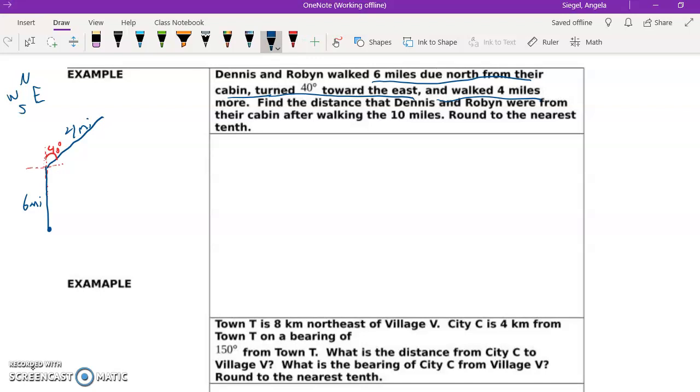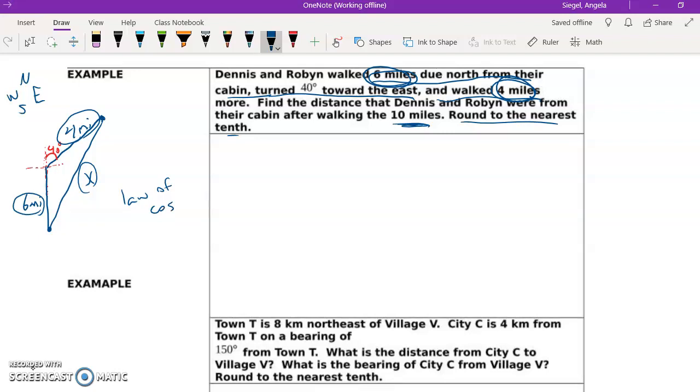Okay, find the distance that Dennis and Robin were from their cabin after walking the 10 miles. So that 10, they're getting it from this and this. So they want to find the distance from where they are now to their cabin. And it says round to the nearest tenth. Okay, so I'm just going to call that x. So let's think about what we have. We have side length, and we're trying to find this other side length. So hopefully by now you're pretty comfortable that you have to use the law of cosines. So that's where we're going to begin.